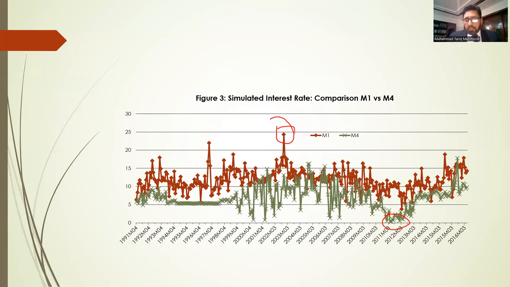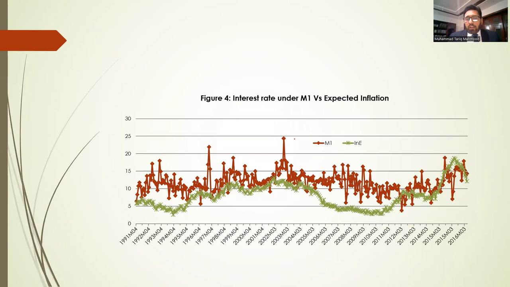But in case of model one, we see that it is not happening in this case. Expected inflation, interest rate under model one and the expected inflation, we see that when we are using a nonlinear model, when the inflation was this high, the response was this much of the interest rate, and as a result, the inflation has gone down. Similarly again, when the inflation is this high, the response is again strict by the central bank, and as a result, inflation has gone down to this level.